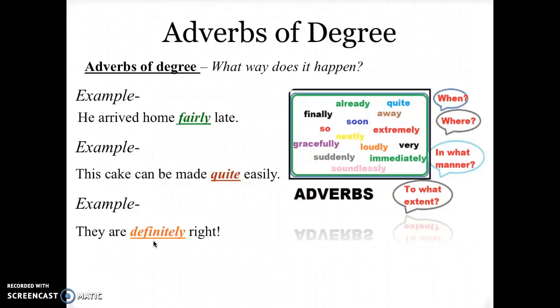The fifth type of adverb is called adverbs of degree, which tell in what way something happens. For example, he arrived home fairly late. Or another example, this cake can be made quite easily. And then they are definitely right. Here, the underlined terms show in what way something happened, which makes these the adverbs of the sentence. On the right hand here, this picture I included shows many adverbs of degree.